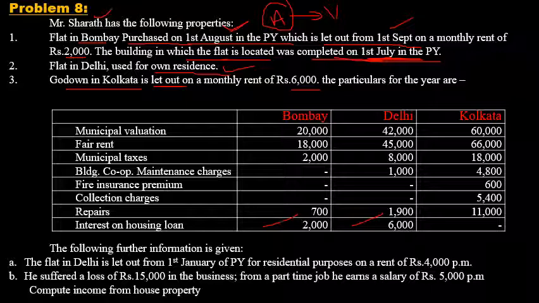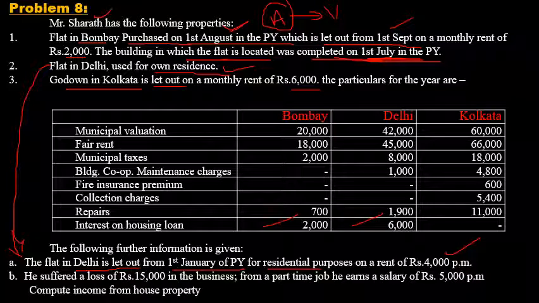The flat in Delhi is let out from 1st January of the previous year. Earlier, under point 2, it was given that the flat in Delhi is used for own residence. Now it has been given that the flat in Delhi has been let out from 1st January of the previous year for residential purpose for a rent of Rs 4000.